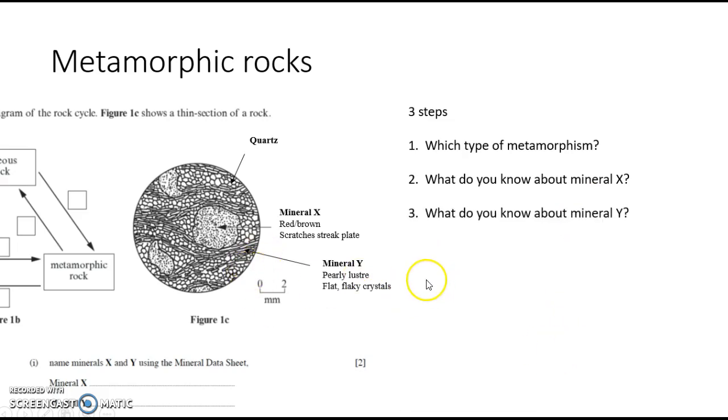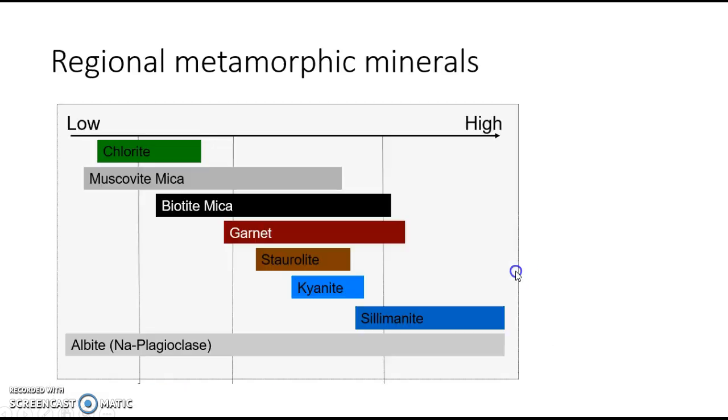So we know some information about it, and we're going to use our mineral data sheet. But before then, we need to think about what do we know about metamorphic rocks. Well, here are our metamorphic minerals for regional metamorphism. You've got chlorite, chalcopyrite mica, muscovite mica, and biotite mica. They've all got flat platy minerals. We've already established that. And then you've got garnet, staurolite, kyanite, sillimanite, and albite.